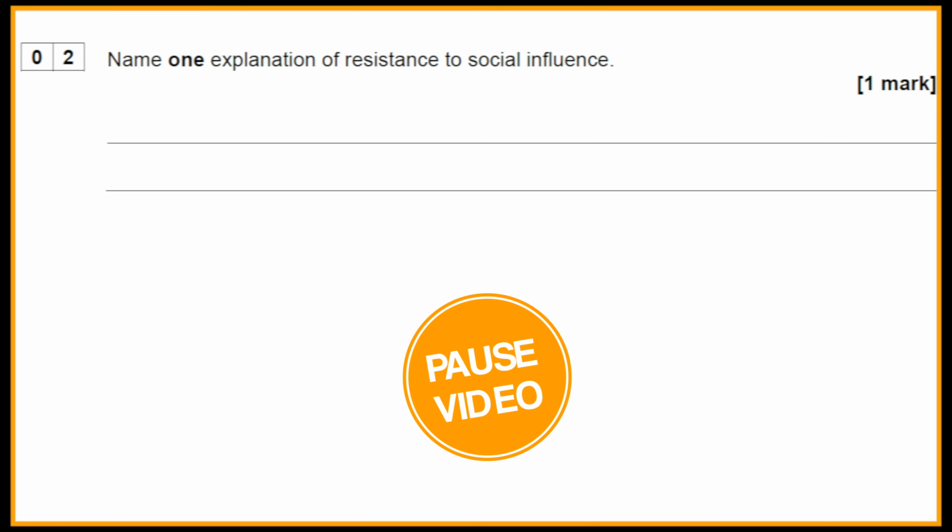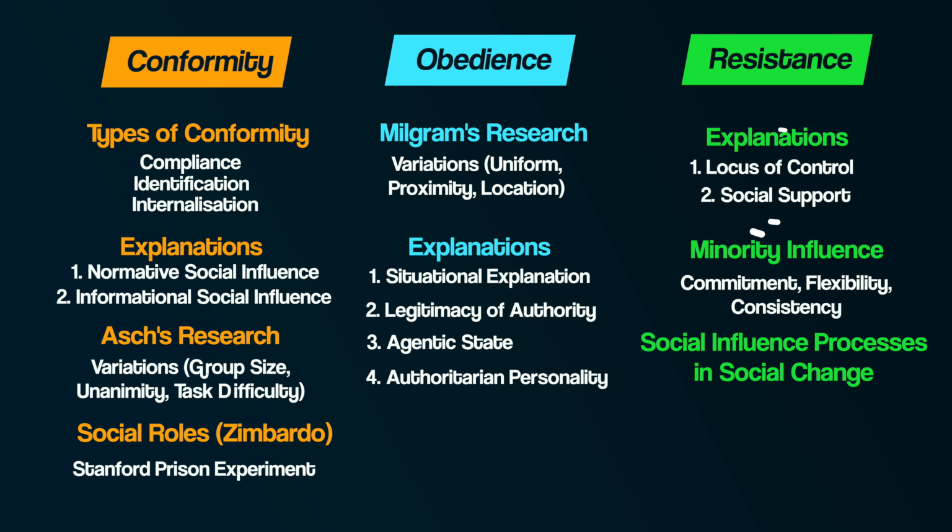Question 2. Name one explanation of resistance, 1 mark. Command word here is name, so you simply state the name of the explanation. There's no need to provide any more information. Don't waste your time describing it when it just says name. There are 2 explanations. One is situational, known as social support, and the other is dispositional, which is called locus of control. So here you would write one of those 2.